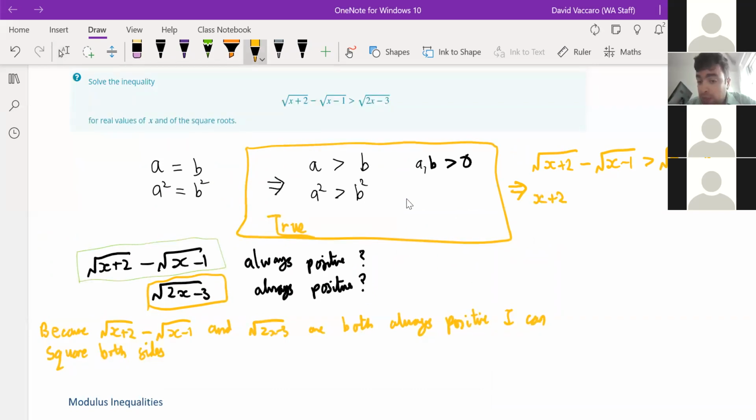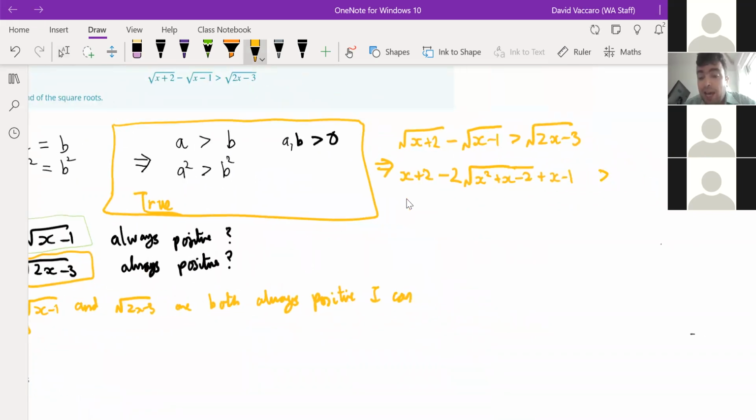So I've got x plus 2, because that's square root of x plus 2 all squared. Take away 2, and then I can square. If I multiply square roots, that's the same as the square root of the product. So I get x squared plus x take away 2. And then I square the square root of x minus 1, so I pick up an x minus 1. So I've squared the left-hand side. And then what happens when I square the right-hand side? That's quite amusing, that when I square a square root, the square root just goes away. So I get 2x minus 3.